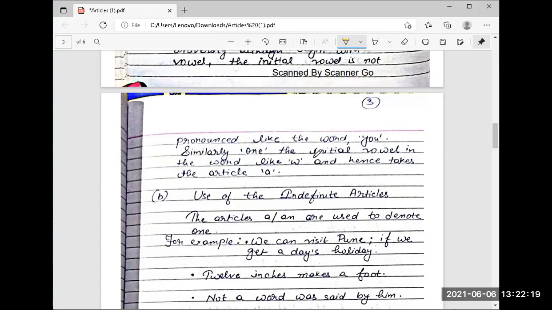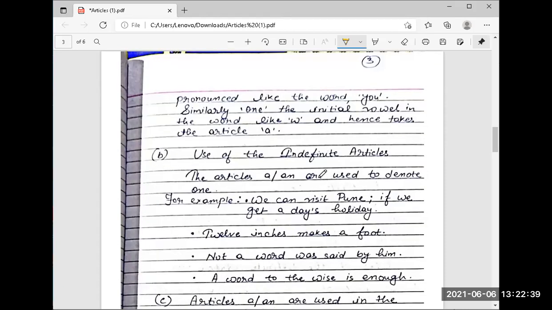Anyone, pronounce one. How will you? One. Does it start with O, or does it seem to be pronounced like W? Isn't it? And hence it takes the article a.